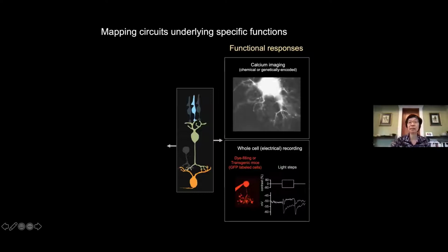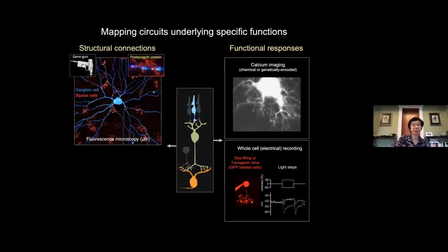And here again, you can use calcium dyes or you can use genetically encoded calcium indicators. And what will happen is that these indicators, one way or another, will show changes in fluorescence over time. And these changes in fluorescence are really marked changes in intracellular calcium that are surrogate for neural activity.